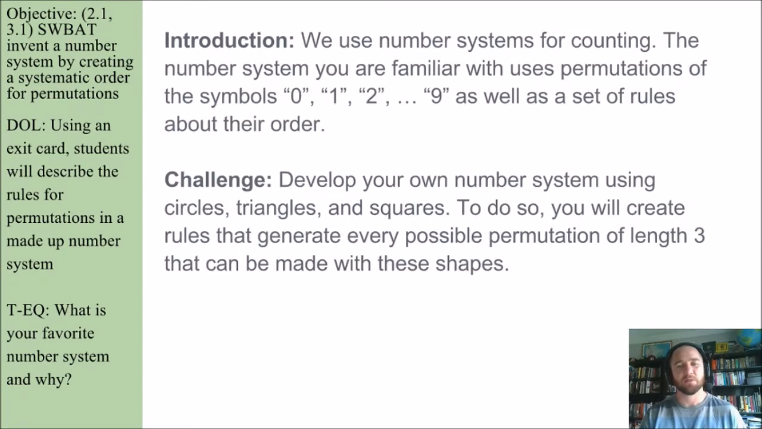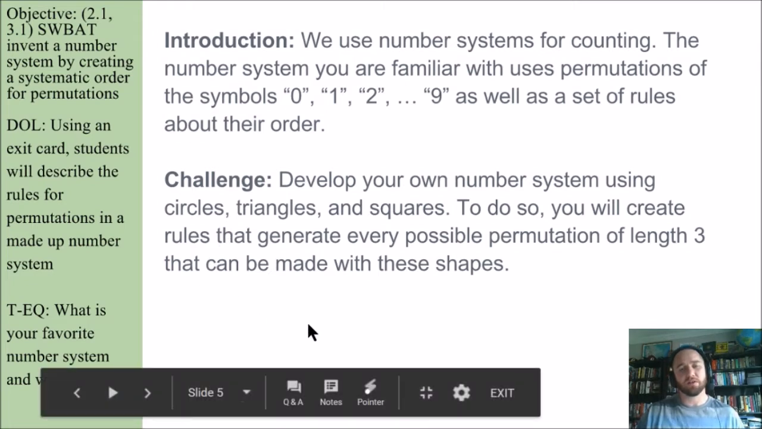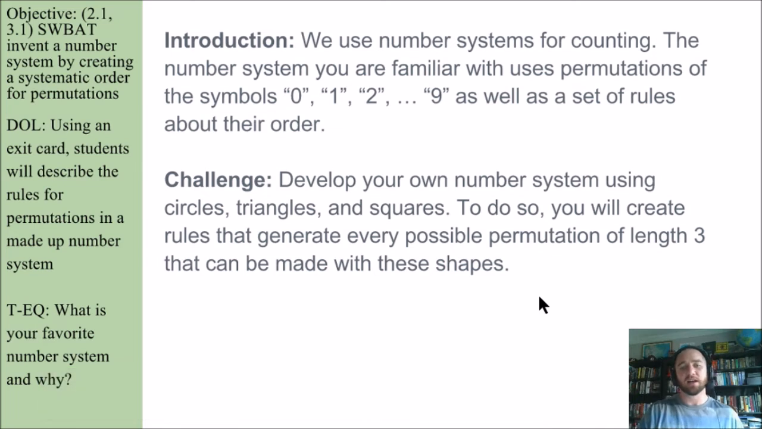So permutations, big word, but it's not too tough, and doing factorial is not too difficult either. If you're getting a little nervous thinking we're going to start using a lot of math in this class, don't worry, we're not. So we use number systems for counting. The number system you are familiar with uses permutations of the symbols 0, 1, 2, all the way to 9, as well as a set of rules about that order.